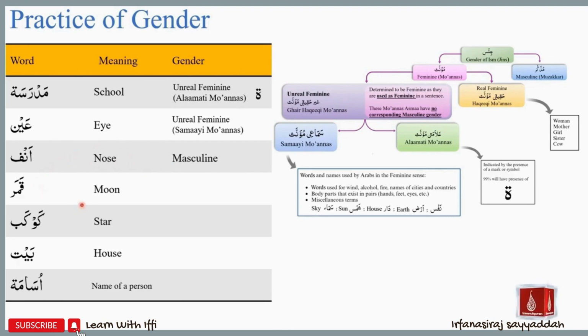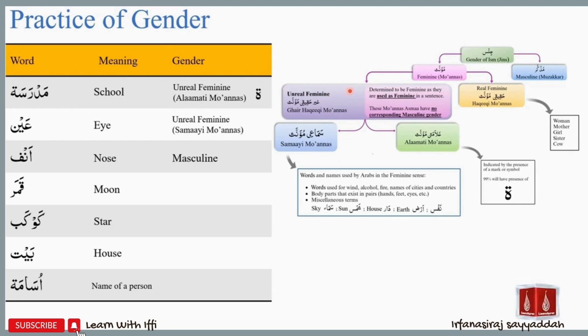Qamar means moon. For the word qamar, we can again refer to our chart. We don't know if qamar is masculine, so we will look at feminine asma. Qamar, which means moon, is not a real feminine because there is no corresponding masculine ism. Could qamar be an unreal feminine?